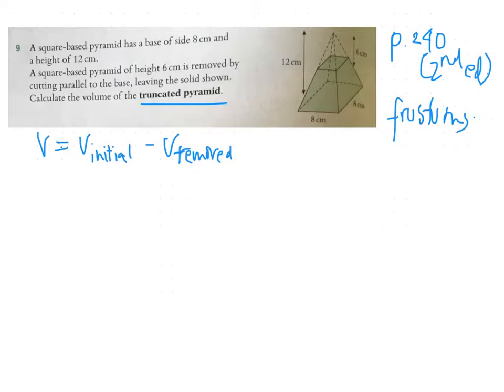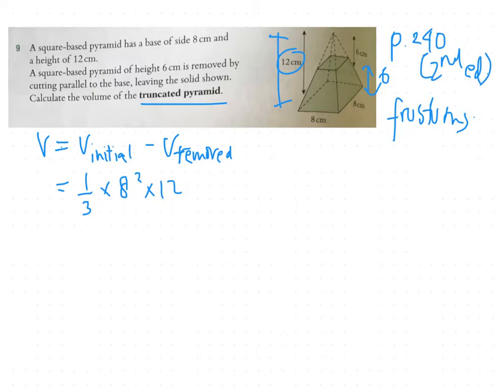So 6 centimeter is the height of the smaller pyramid that is actually removed. So that means the whole pyramid is 12, right? So everything is 12, and this is 6, and then this remaining part will be 6. That's something that we could know. And because it's a square base, we know the area is just 8 times 8. So the volume of the initial one is 1/3 times 8 squared times 12, right?